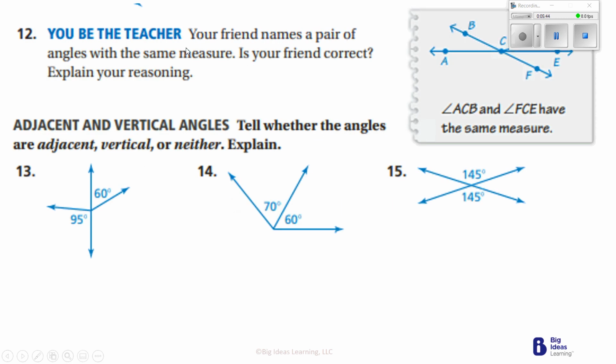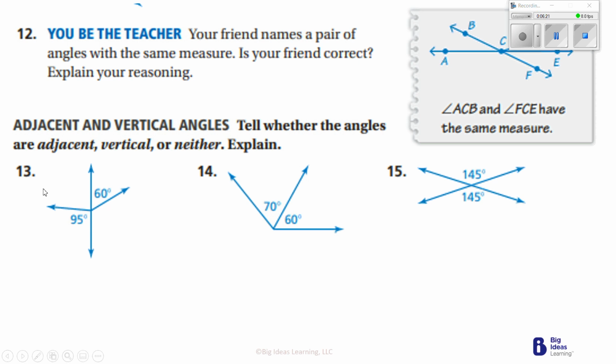All right, number 12 is yours, number 13 is mine. Tell whether the angles are adjacent, vertical, or neither. Well, they're not adjacent to each other because this 95-degree angle does not share a line with the 60-degree angle. They're not vertical because vertical means they would be the opposite angles of two lines intersecting. And this is three different lines here.